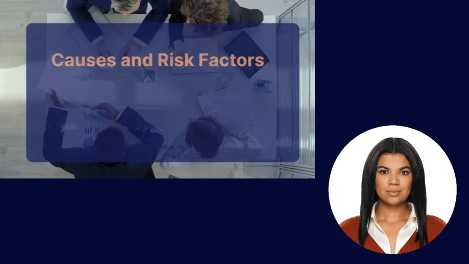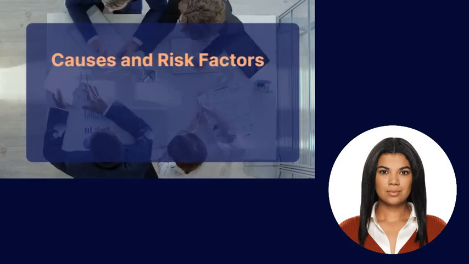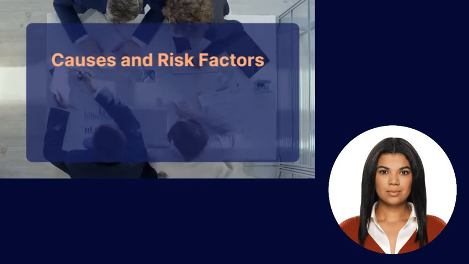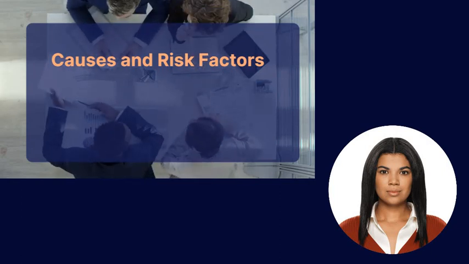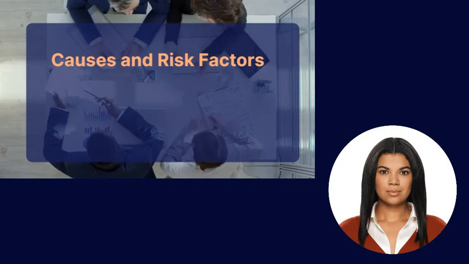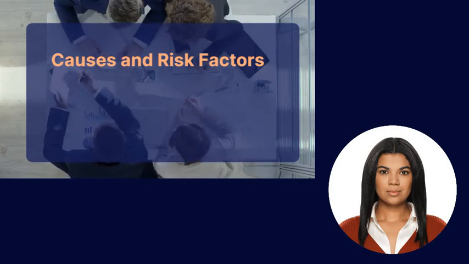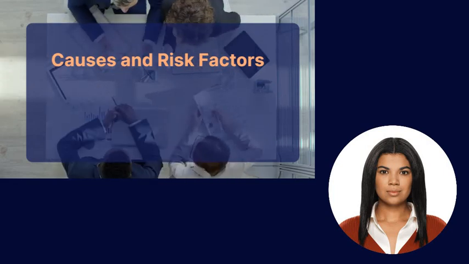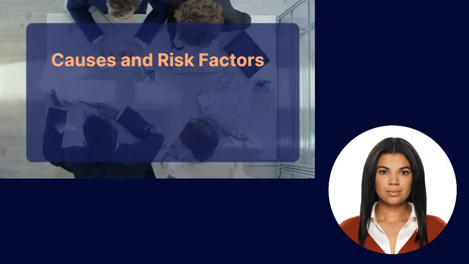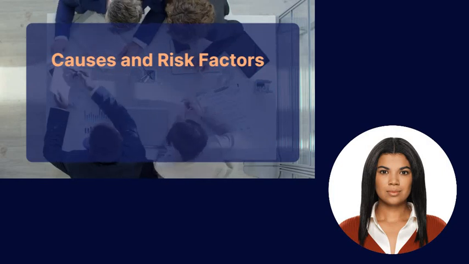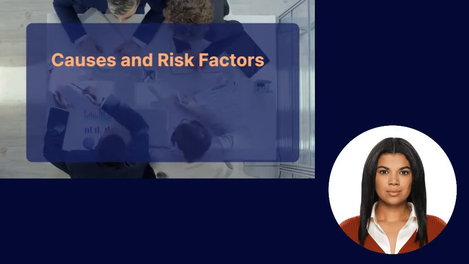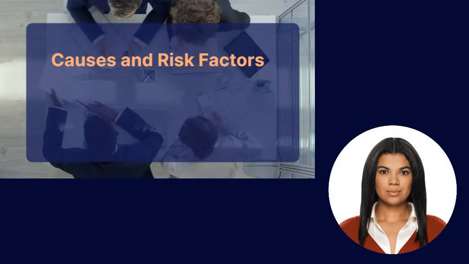The exact cause of transverse myelitis is not always clear, but it is often associated with autoimmune disorders, which occur when the immune system mistakenly attacks the body's own tissues. It may also develop as a complication of viral infections, bacterial infections, or more rarely, following vaccinations. Certain autoimmune diseases, like multiple sclerosis and neuromyelitis optica, are known to predispose individuals to episodes of transverse myelitis.